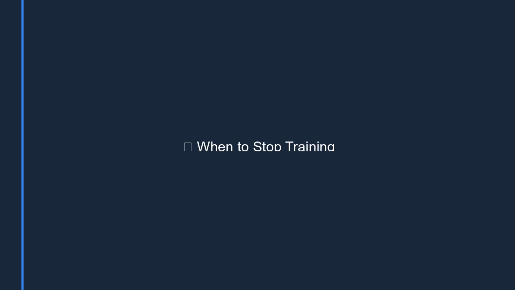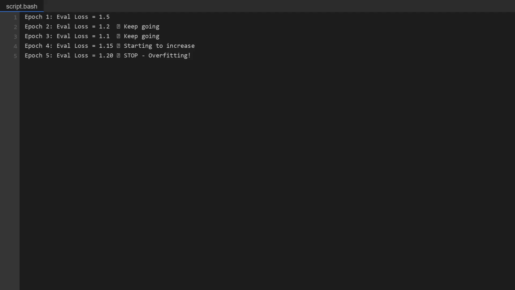When to stop training. This output shows the evaluation loss for each epoch during your model training process. The evaluation loss is a critical metric that helps you understand how well your model is performing on unseen data. In the first epoch, the loss is 1.5, which is relatively high, but as you progress to the second and third epochs, you see a decrease to 1.2 and then 1.1. This indicates that the model is learning and improving.